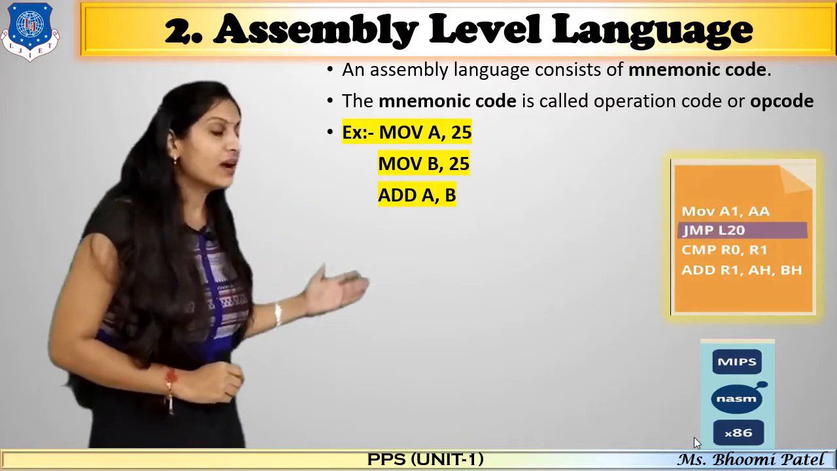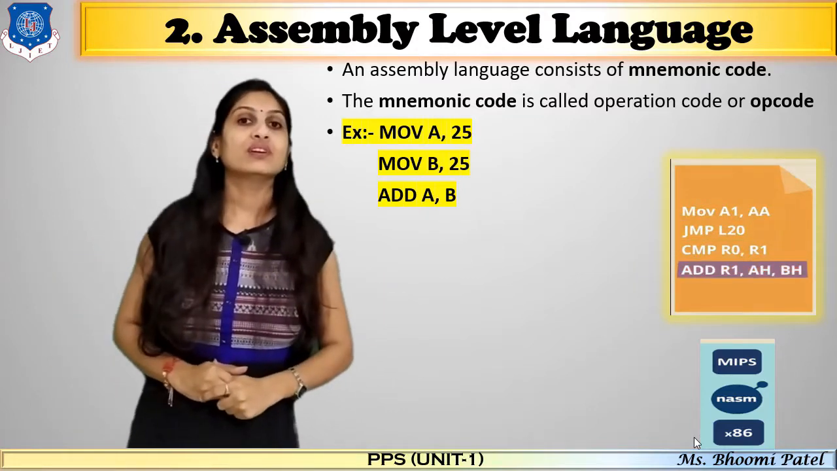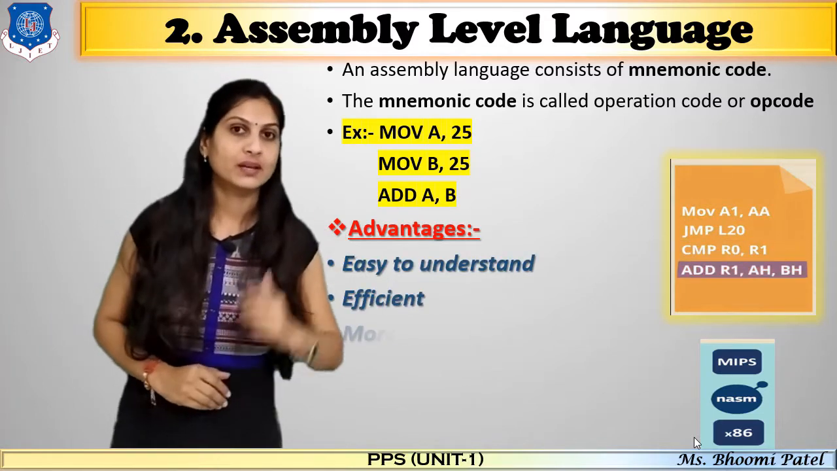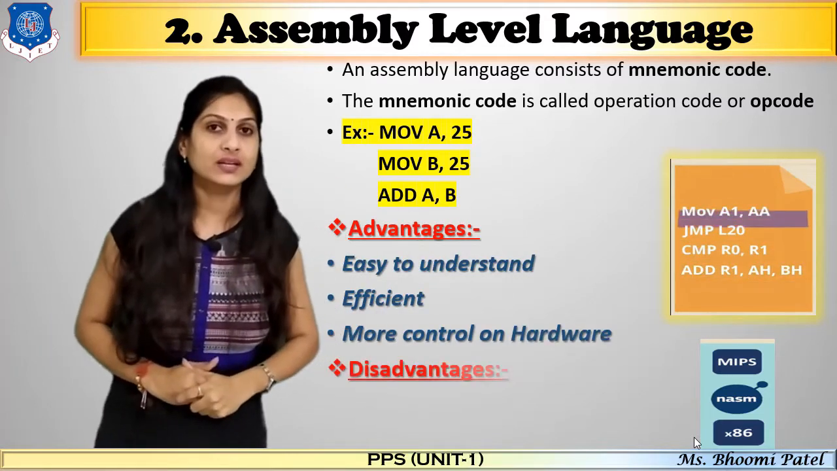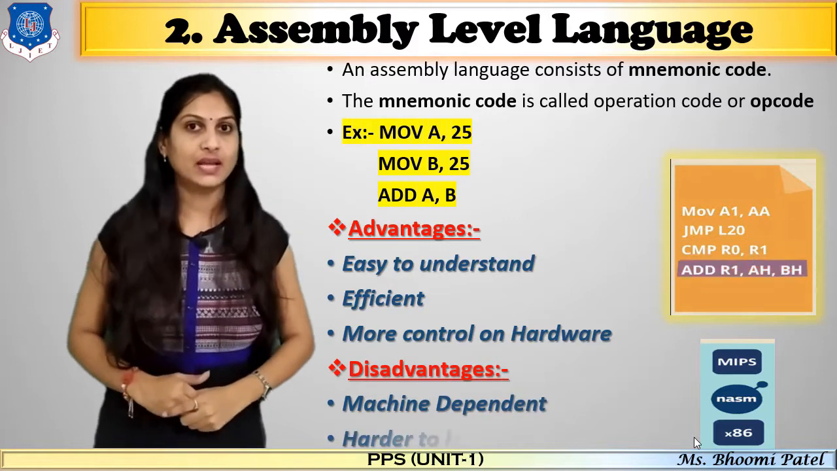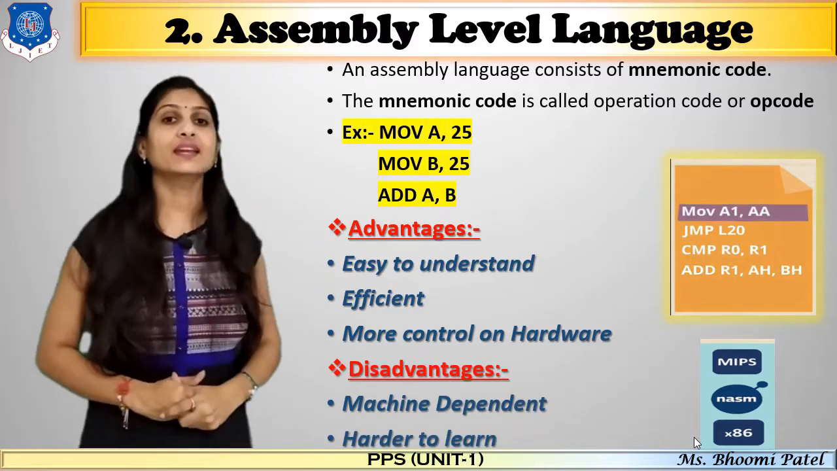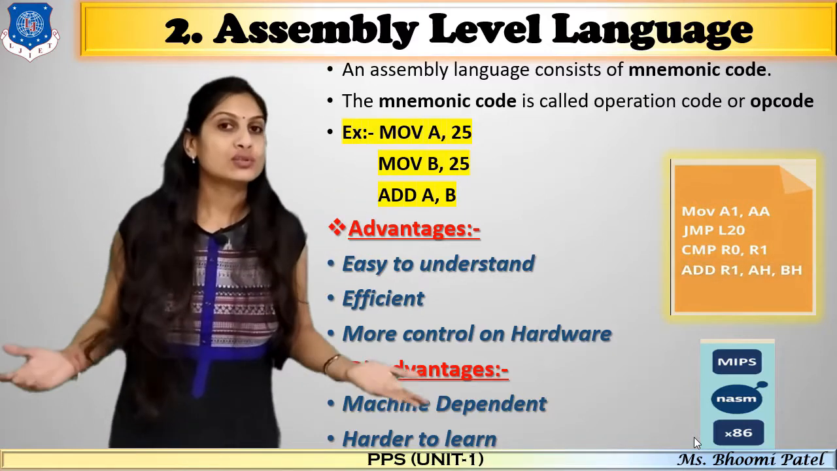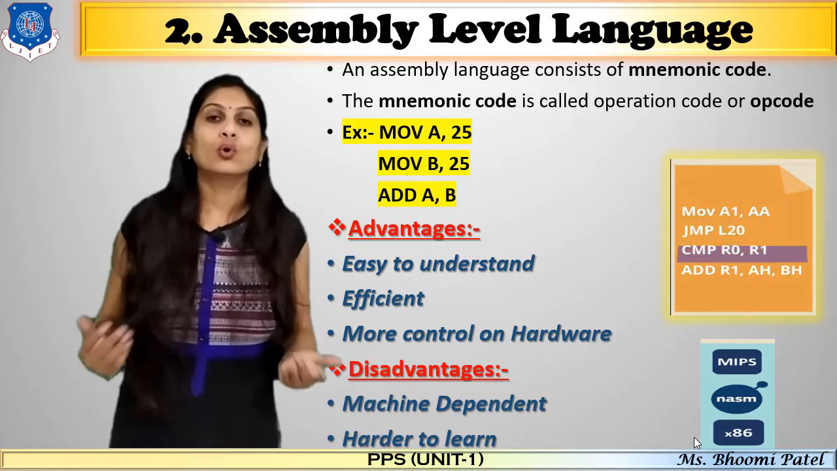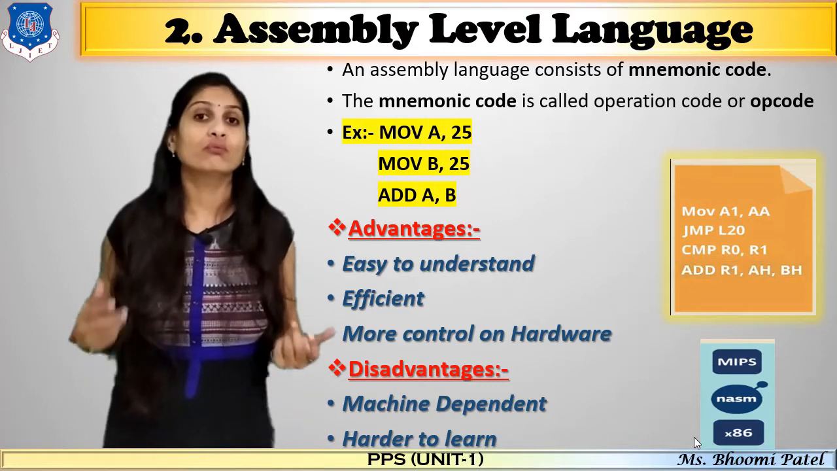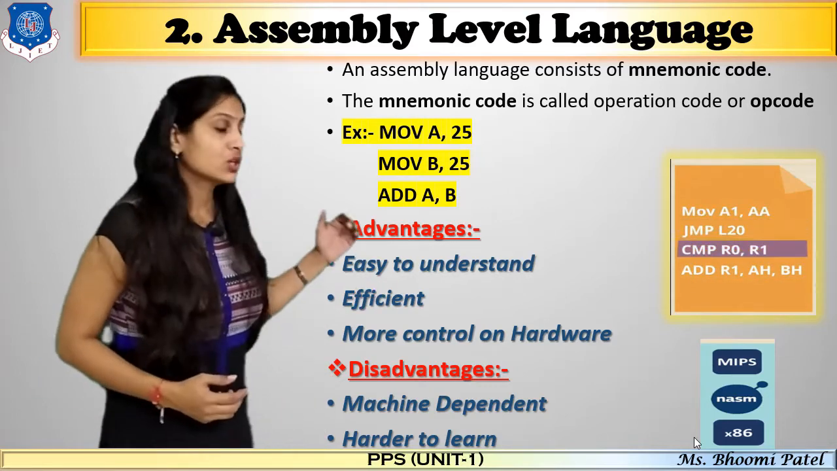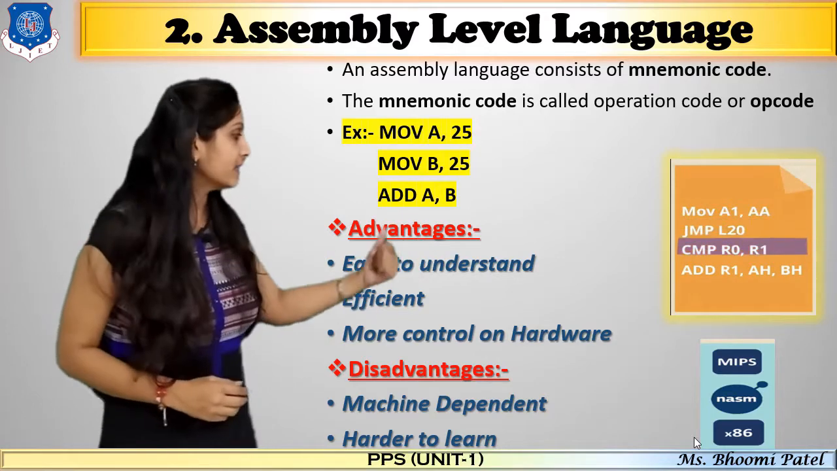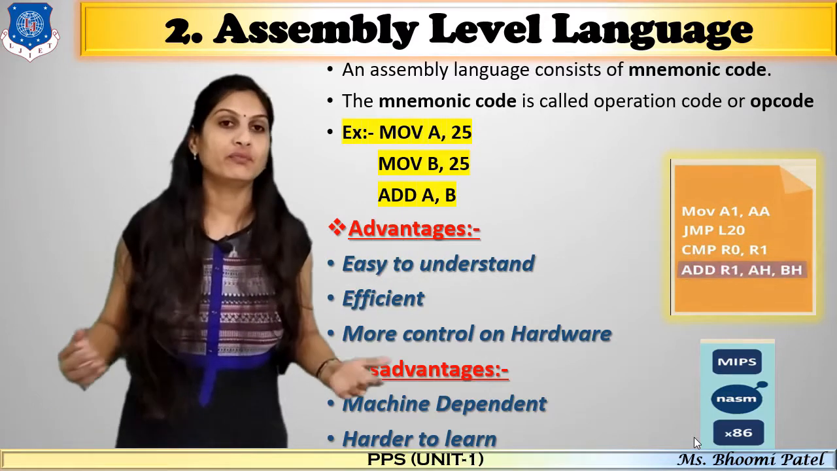Now the advantage of using assembly level language is what? It is easy for a human to understand as compared to zeros and ones, that is our binary level language. Now the second advantage is what? The assembly level language is also a low level language, and a low level language works with hardware. So it has more control over the hardware, and that's why it becomes very efficient.